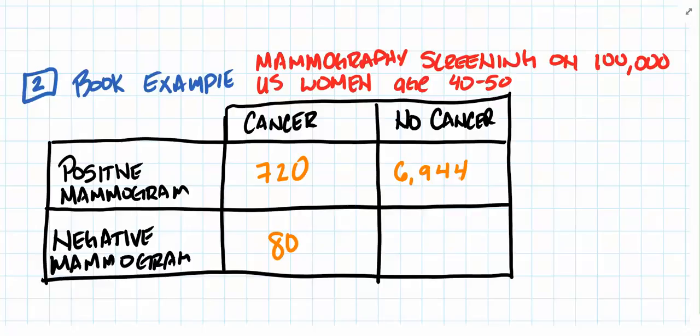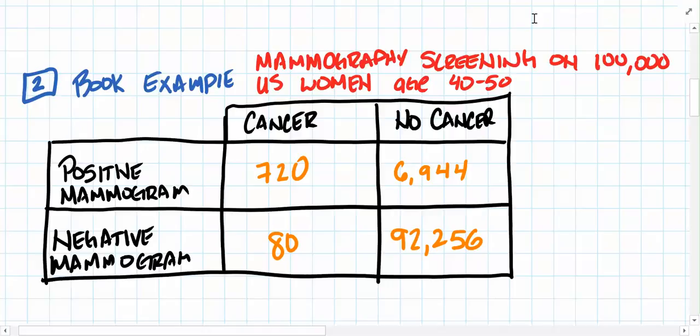Now the other one, negative mammogram and had no cancer. Do you think that number would be higher or lower than the 6,944? What's your instinct say? Higher. And in fact, there's 92,256. Now remember, this is data that's already been collected. We're just observing things about the data.